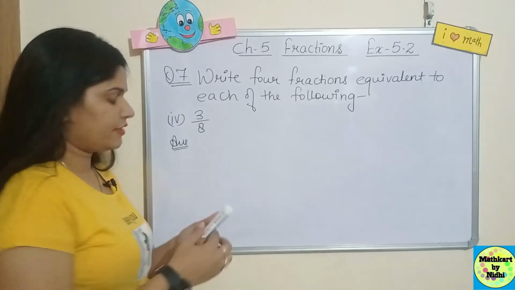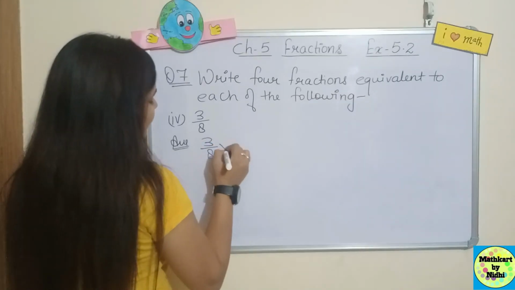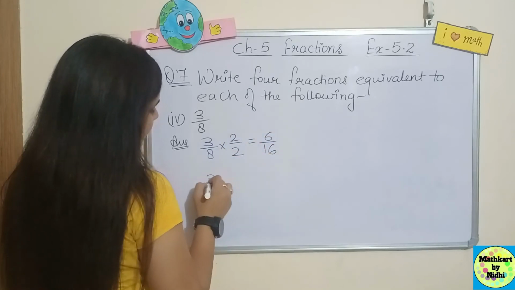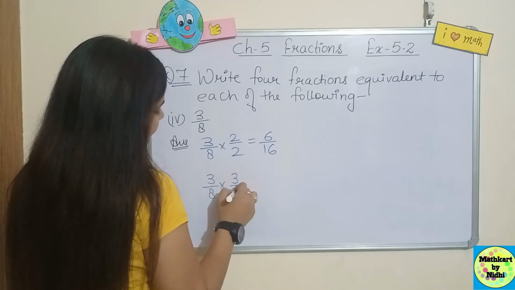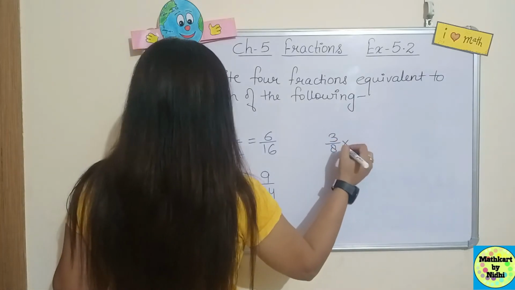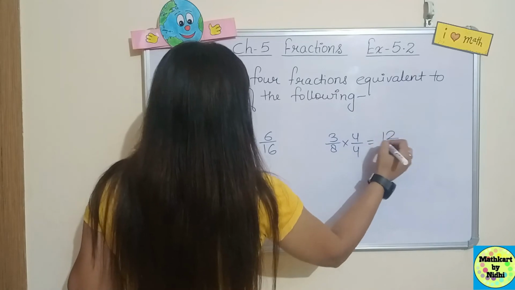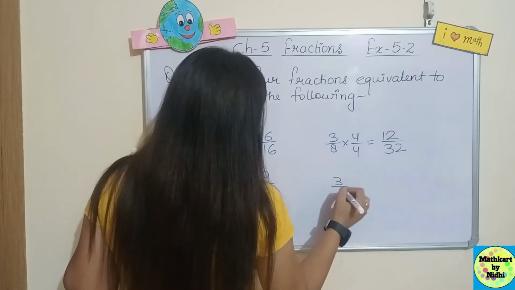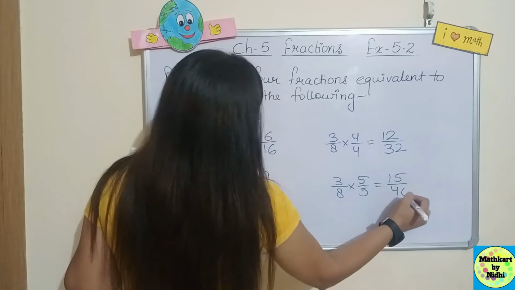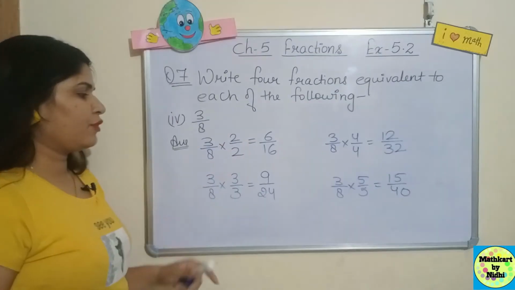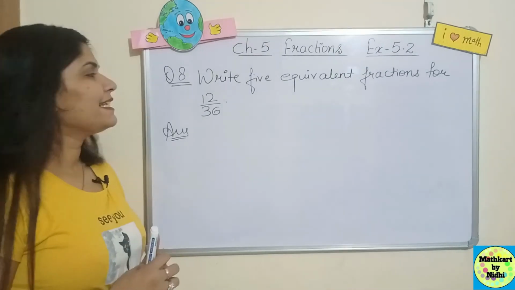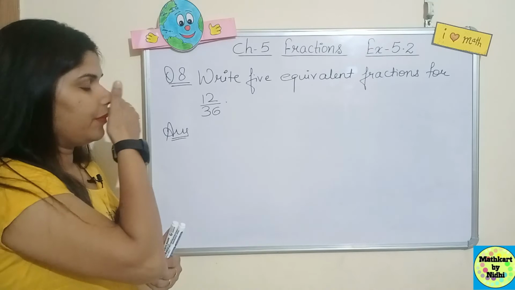Fourth part is 3 upon 8. So let us do 3 upon 8 multiply by 2. 3 2s are 6 and 8 2s are 16. 3 upon 8 multiply by 3. 3 3s are 9 and 8 3s are 24. 3 upon 8 multiply by 4. 3 4s are 12 and 8 4s are 32. 3 upon 8 multiply by 5. 3 5s are 15 and 8 5s are 40. So these are the equivalent fractions of 3 upon 8: 6 upon 16, 9 upon 24, 12 upon 32 and 15 upon 40. Question number 8 says write 5 equivalent fractions for 12 upon 36.